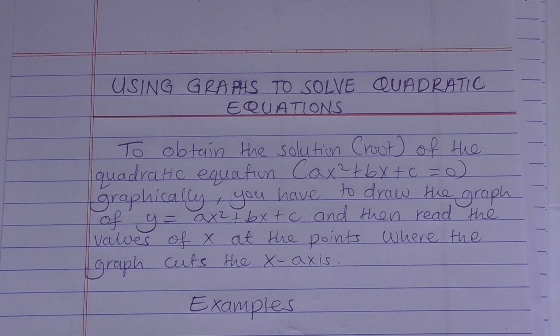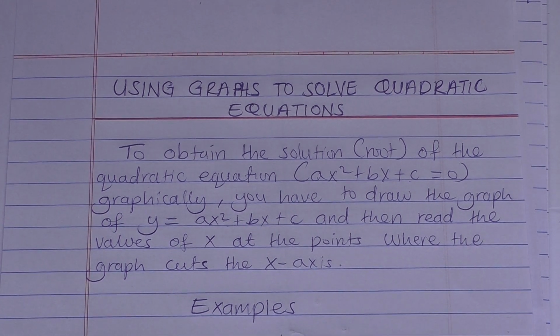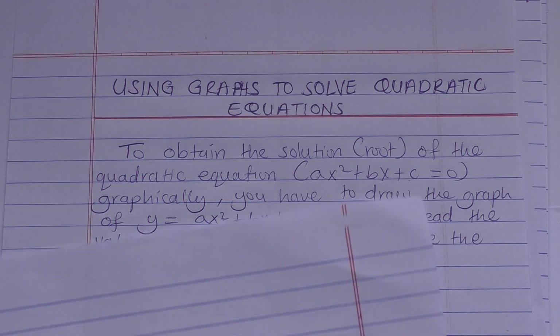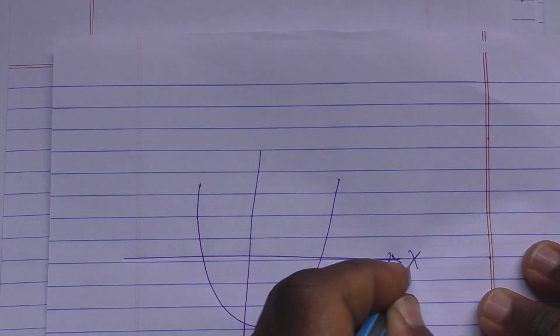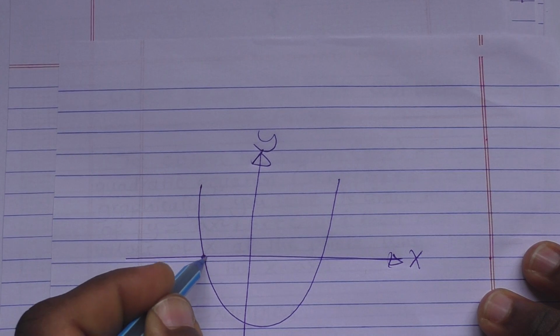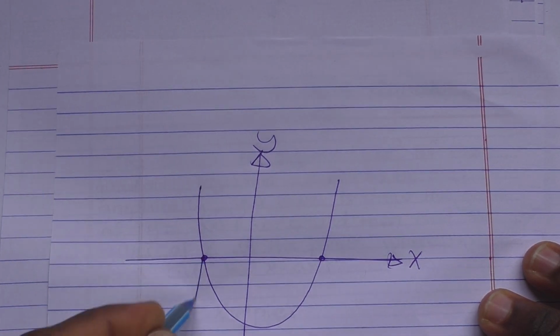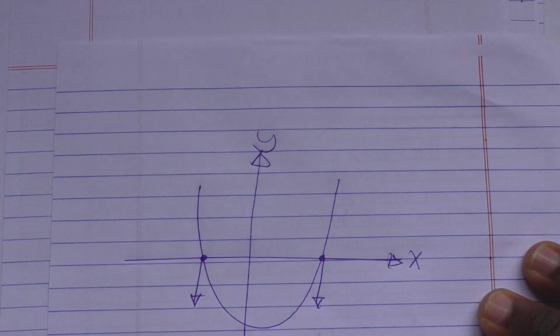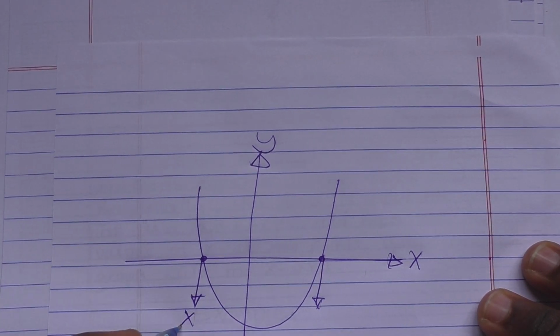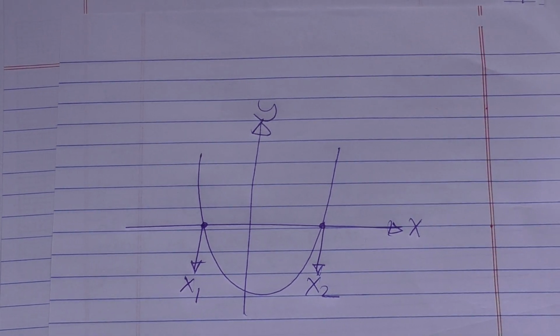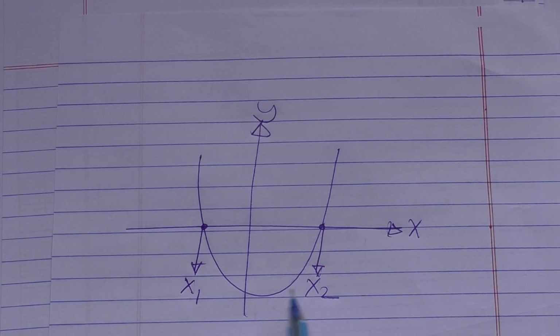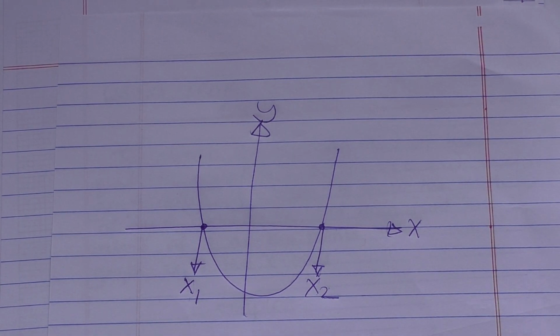This is what I mean. If we want to use the graph to solve the quadratic equation, first of all, we shall sketch our graph, assuming this is my curve. Then, those points where the curve has cut the x-axis will give me the answers. This is x1, this is x2. Remember, when solving a quadratic equation, we have two roots. So this is how we shall use the graph to solve quadratic equations.